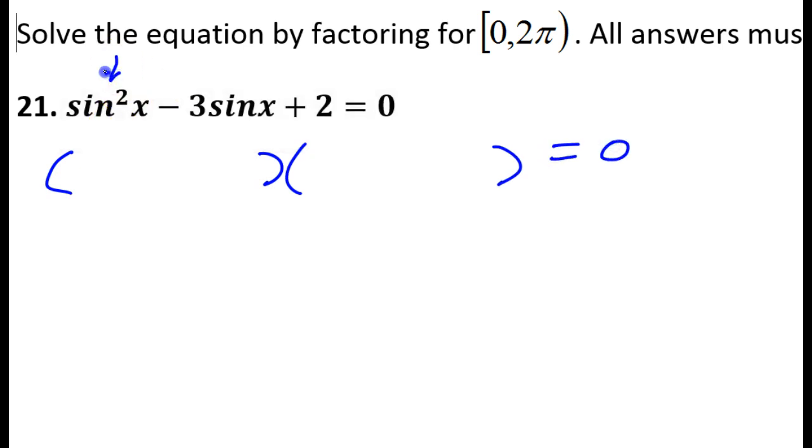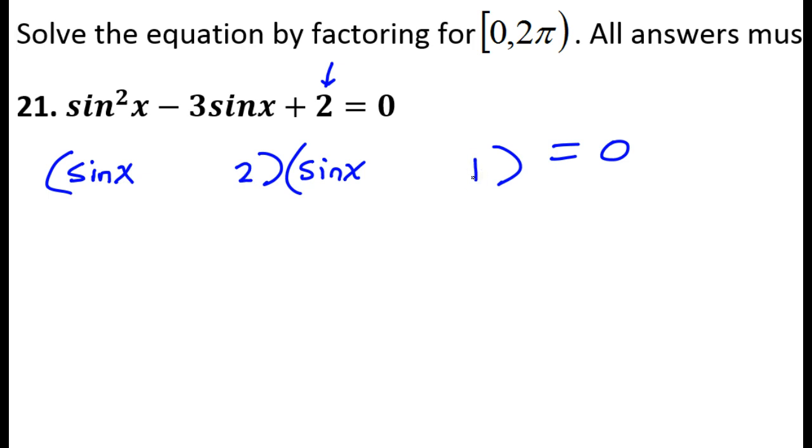First, I'll look at the first term, sine x squared. That can be factored as sine x times sine x. All right, sine x times sine x, that's sine x squared. Next, I skip over the middle. That comes at the end. Now I look at the 2. Ignore the sign for a moment. 2 can only factor one way. 2 times 1. That's it.